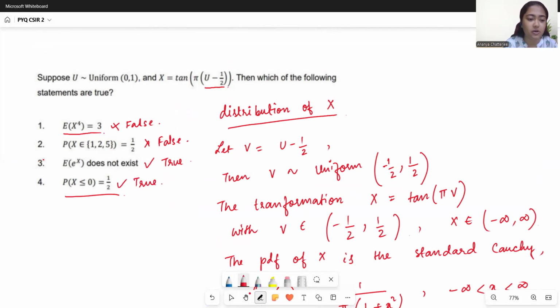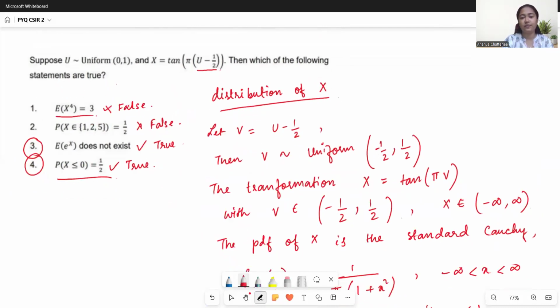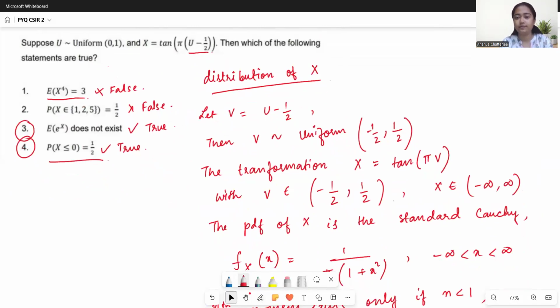So, in total, we got statement 3 and statement 4 as the correct true options here. Thank you.